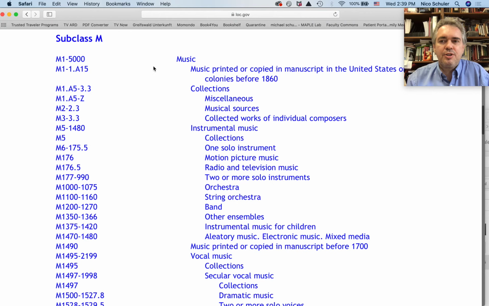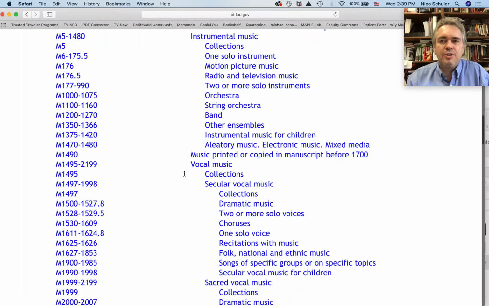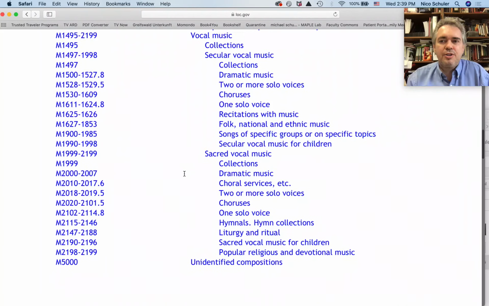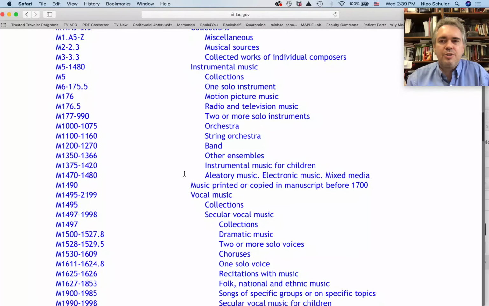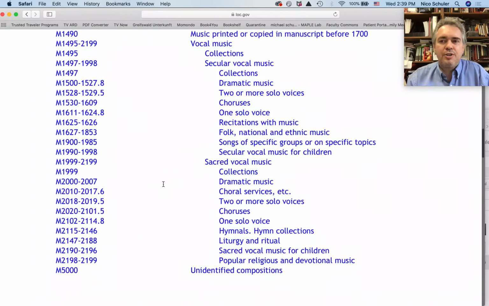And so M1 is music, so printed music and collections, going through M5 instrumental music and so on, as you can see here. So vocal music and so on. So this is all printed music, and that is under M, just the letter M followed by a number.